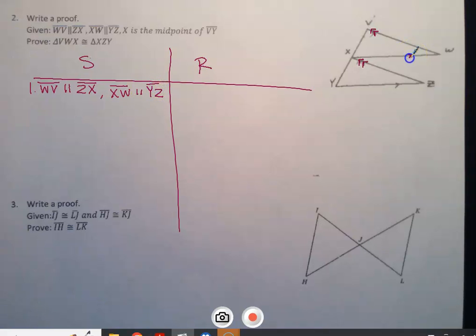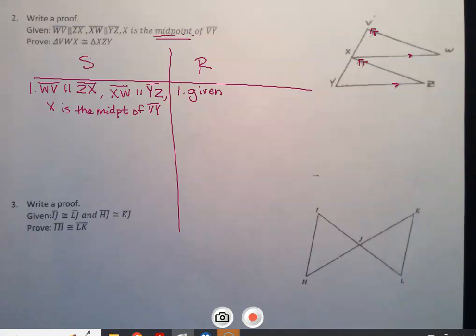So it's got the one little arrow mark on it to show that. And we know X is the midpoint of VY. So this was like number 19 we did yesterday? Quite likely. Because anytime we have a midpoint, we know a lot of information from a midpoint.